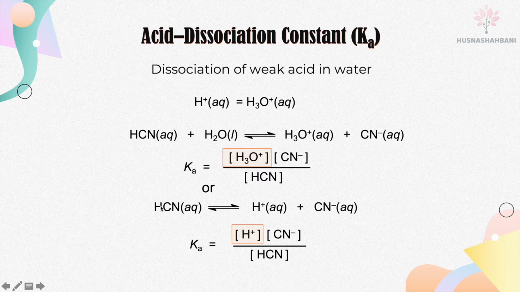So this equation can also be written as HCN (aq), meaning this HCN dissociates in water; aqueous means in the presence of water, producing H+ (aq), H+ in the presence of water, so H+ is equivalent to H3O+, and CN- (aq). So the expression of the acid dissociation constant can be written with the H3O+ concentration or the H+ concentration. Both are accepted.